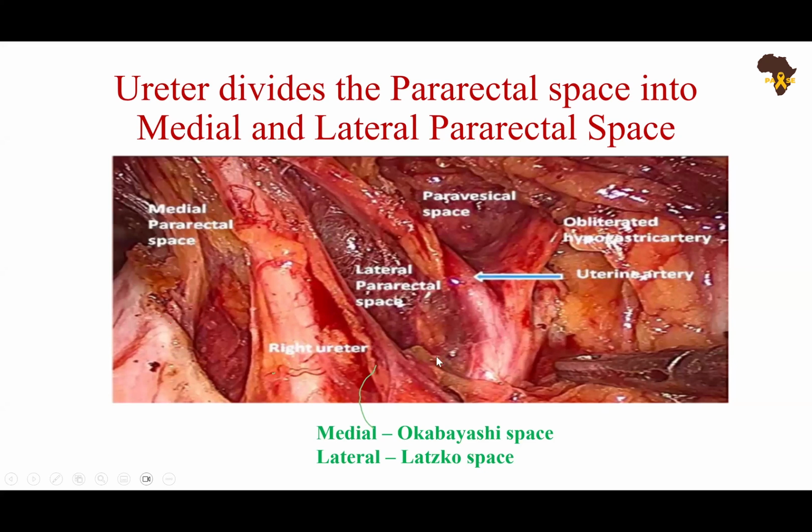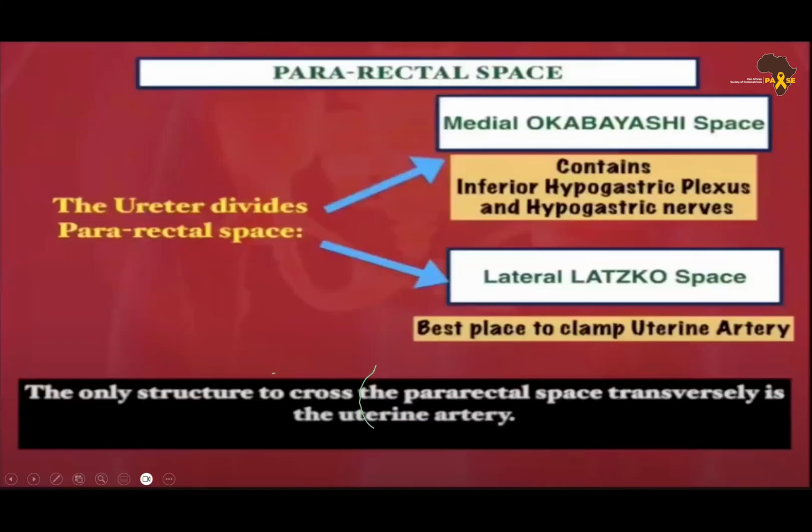And what is this area used for or important for? The medial space is where we have the inferior hypogastric plexus and the nerves. So you have to be careful and protect this area in the medial space. And the lateral space is what we would actually be using for clamping the uterine artery at the origin.